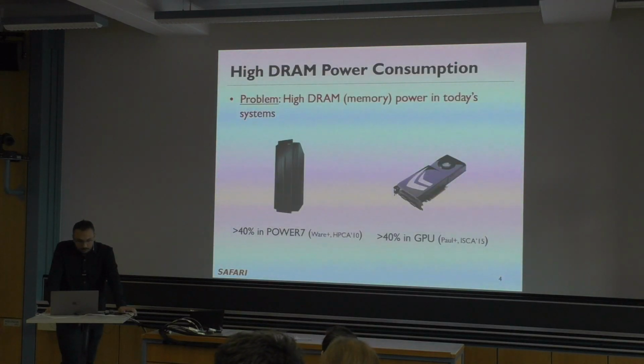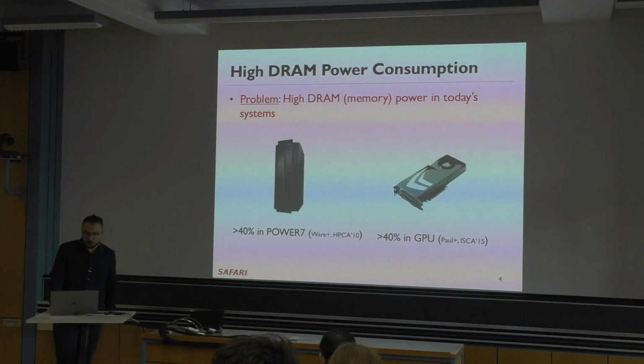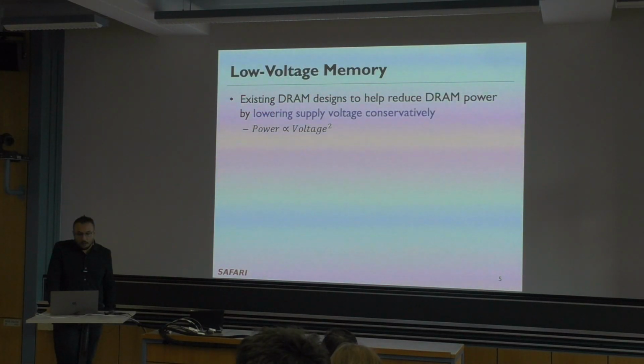So here's some motivation. By referring to older papers, we see that DRAM is widely used, and it consumes more than 40% of the total system power. So reducing it is going to have some impact on the overall energy consumption. And we see that reducing the voltage of this memory is a way of reducing this energy consumption.